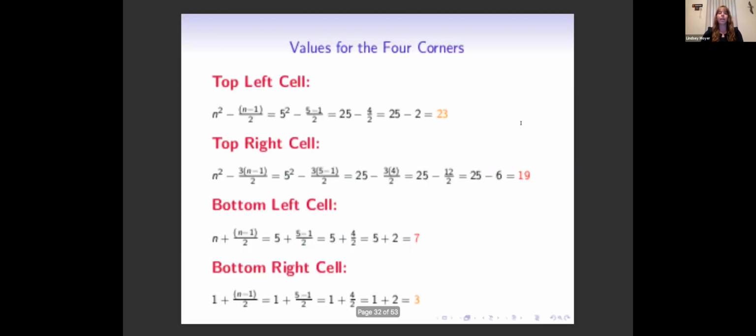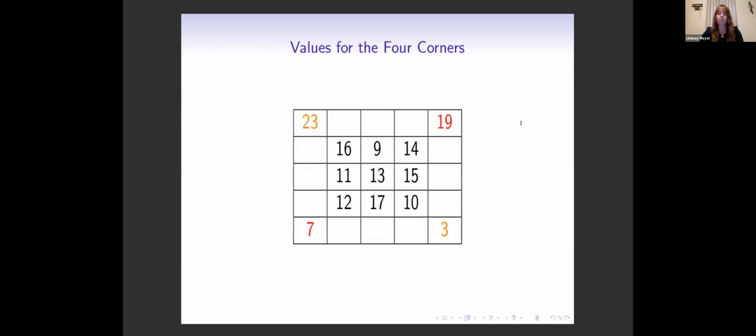To start off, we plug in our n value into our 4 corners to get the top left cell of 23 to be the complement pair to the bottom right cell of 3, and the top right cell of 19 to be the complement pair for the bottom left cell of 7. We're going to plug these numbers into our main 5 by 5, and you can see with the colors that the complement pairs live on the diagonals.